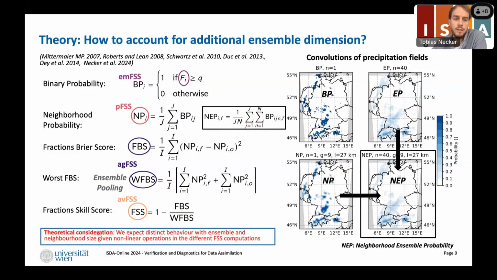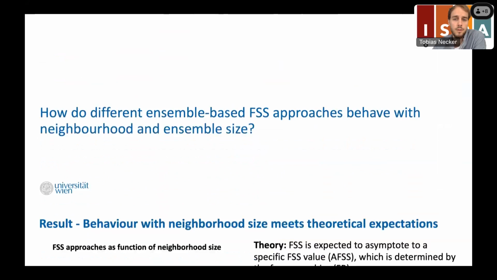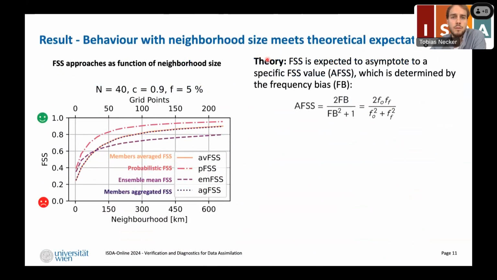Just on theoretical considerations, we already expect distinct behavior with ensemble size for all those 4 approaches, because in the computation of the FSS there are non-linear operations involved, like the quotient or the thresholding. So let's now see if our expectations meet the results that we got from our data set. Let's start with the behavior with neighborhood size. Here you can see the FSS plotted as a function of the neighborhood size, from a grid scale neighborhood to a neighborhood that matches the domain size. And you can see the behavior of all the 4 approaches that I introduced on the last slide.